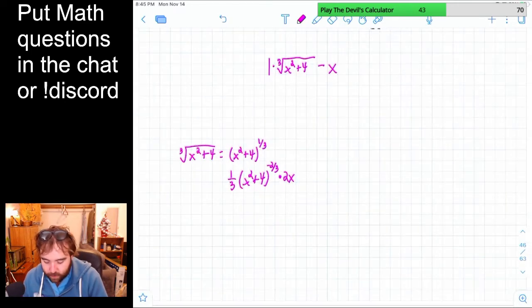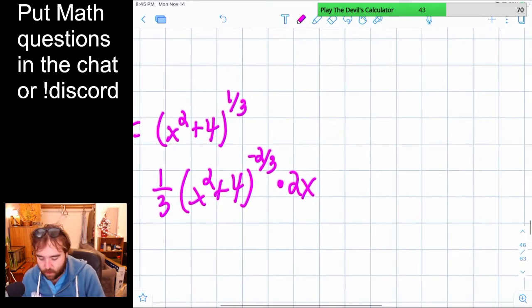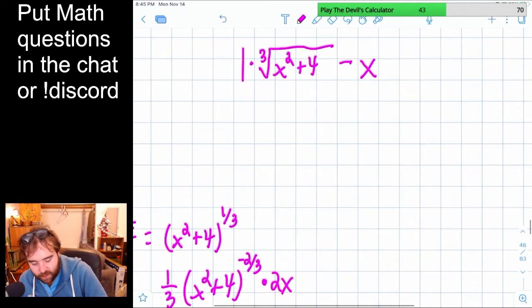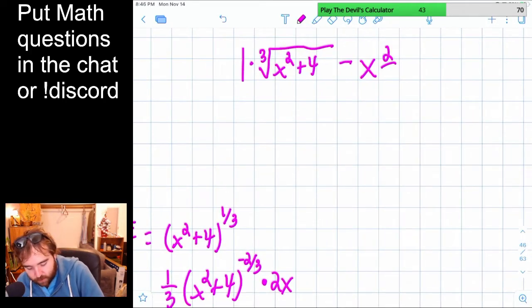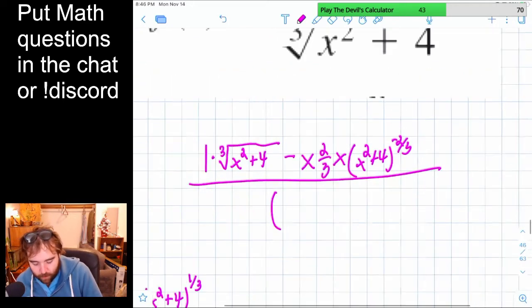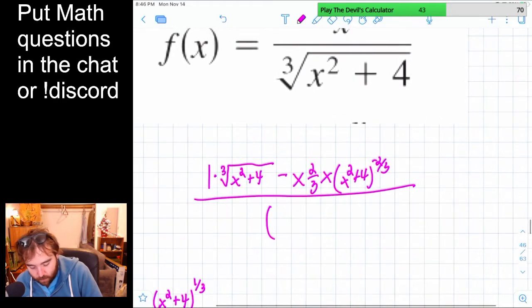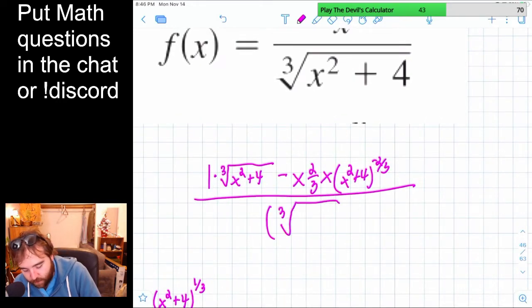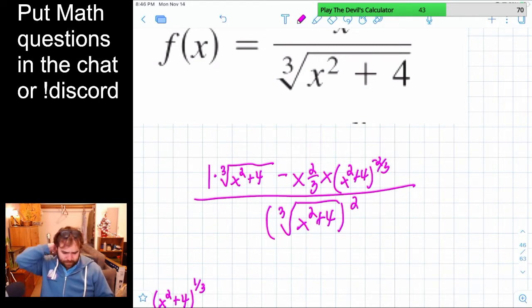Should we rewrite that a little bit? No, not yet. Well, just enough to say 2/3 x squared plus 4 to the negative 2/3. And then to finish out quotient rule, on the bottom, we've got all of that squared. Okay.